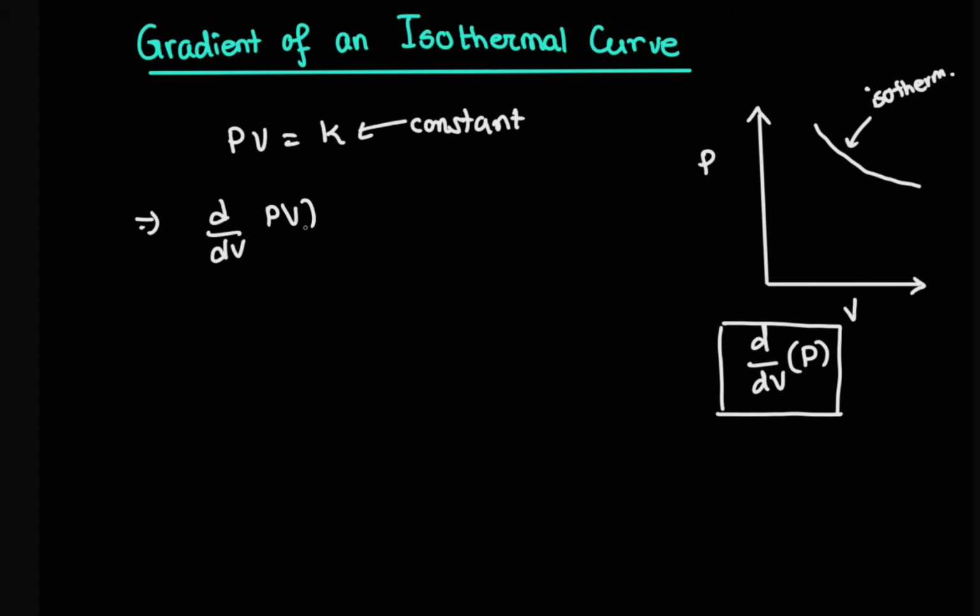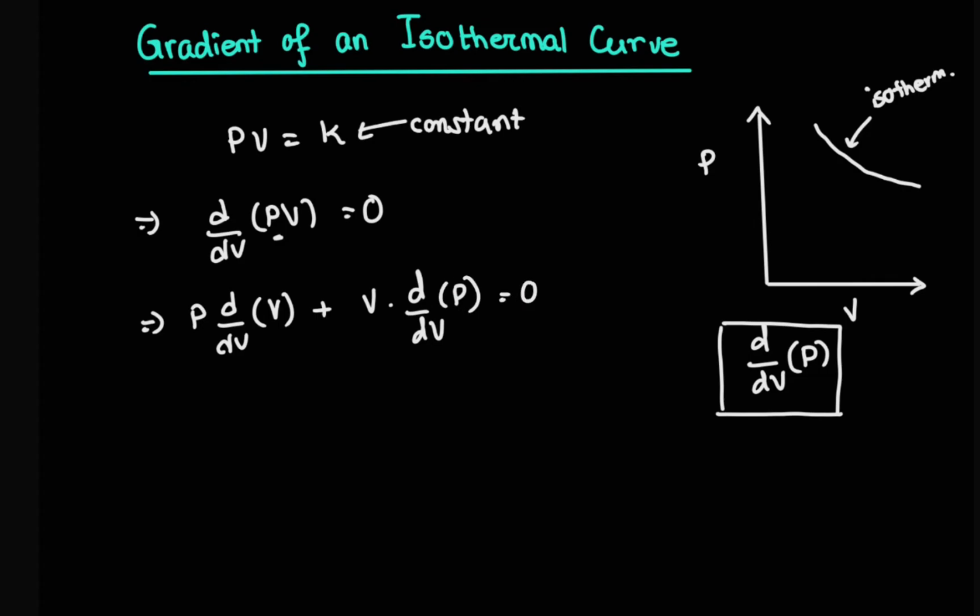And if we differentiate this with respect to volume V, we have that d/dV of PV is equal to 0, since K is constant. We can pull this P out and we can say that this is P times d/dV of V plus V times d/dV of P. We have just used the chain rule of differentiation over here. And we have that P times 1 plus V dP/dV is equal to 0.